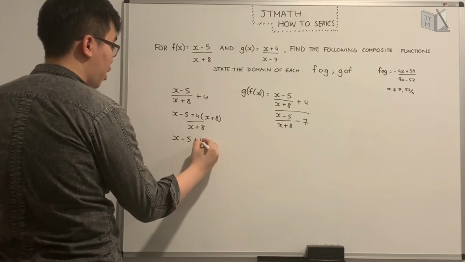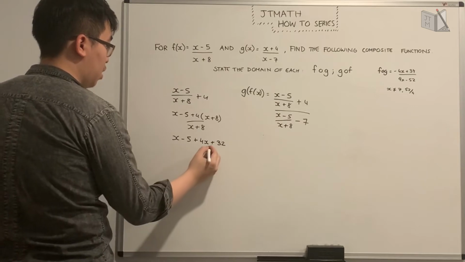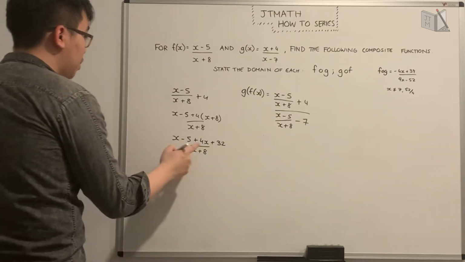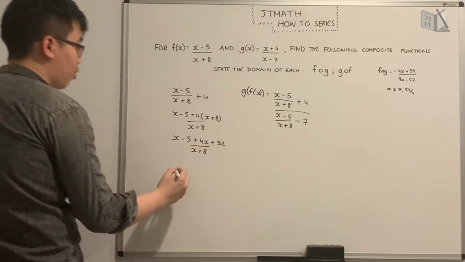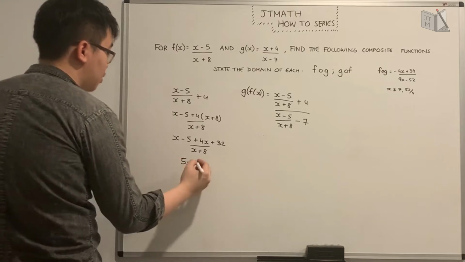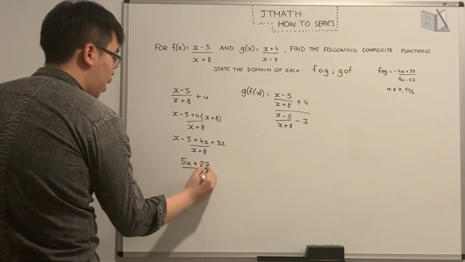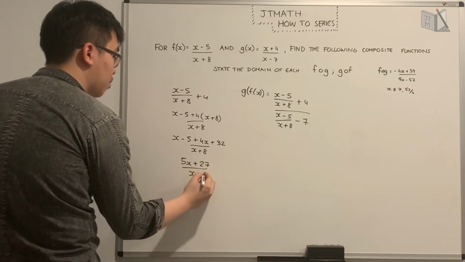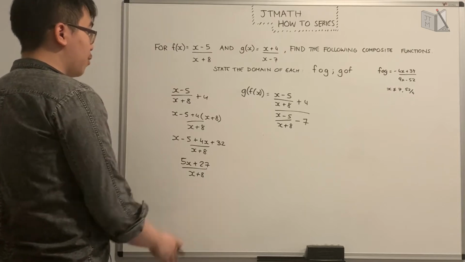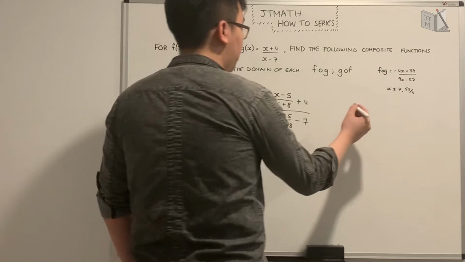4 times x is 4x. 4 times 8 is 32. Over x plus 8 again. Now we combine like terms. x plus 4x, 5x, minus 5 plus 32, plus 27, and over x plus 8. And now that we've simplified our numerator, we're going to do the exact same thing, but this time for the denominator.